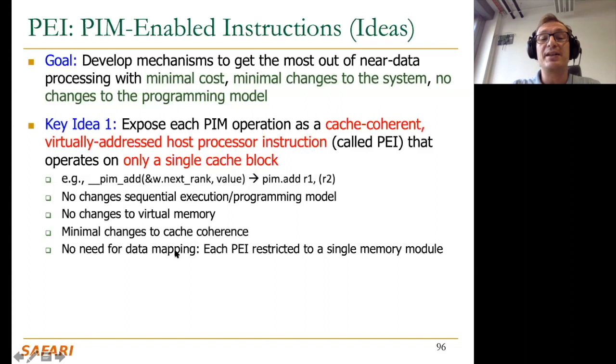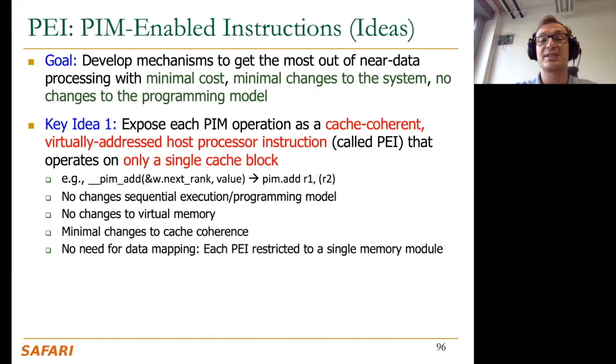Basically, the instruction is operating on a single memory module. Its data is in a single memory module. Its data is not distributed across memory modules. So you don't need to deal with that when you fetch this instruction. So as a result, this becomes very adoptable because it avoids a lot of the issues that prior work has. For example, you cannot say the same things for MBIT. You cannot say the same things for Tesseract.